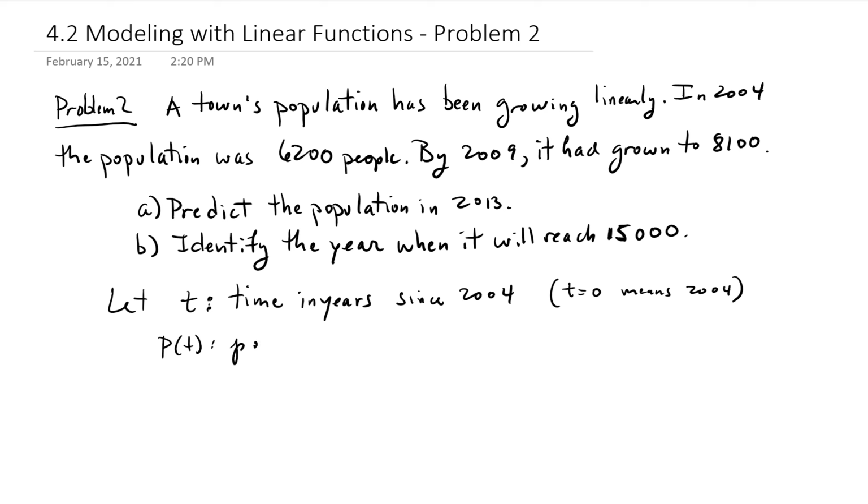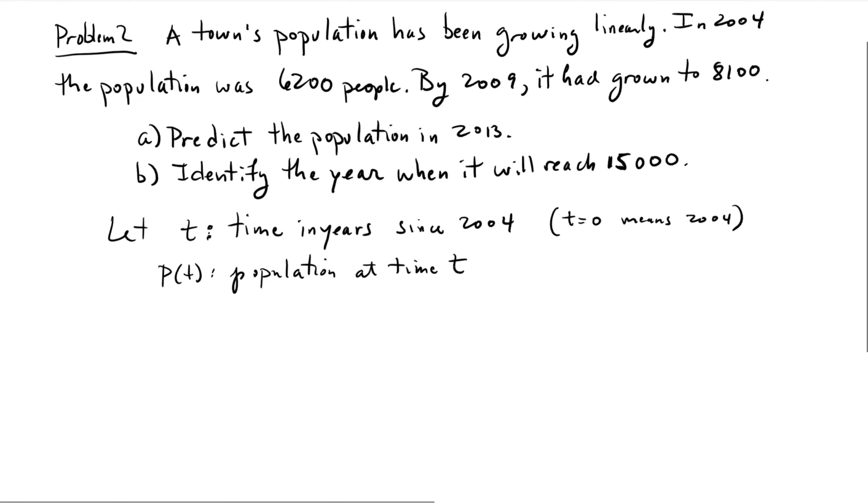Let me try to spell this correctly. Population at time t. I'm not going to say at year t, because t is not a number of years after 2004, so it's not actually a year. So I'll just write at time t. So this is in years, right? Well, t's in years. I should have. So never mind that. I wrote that t was in years before.